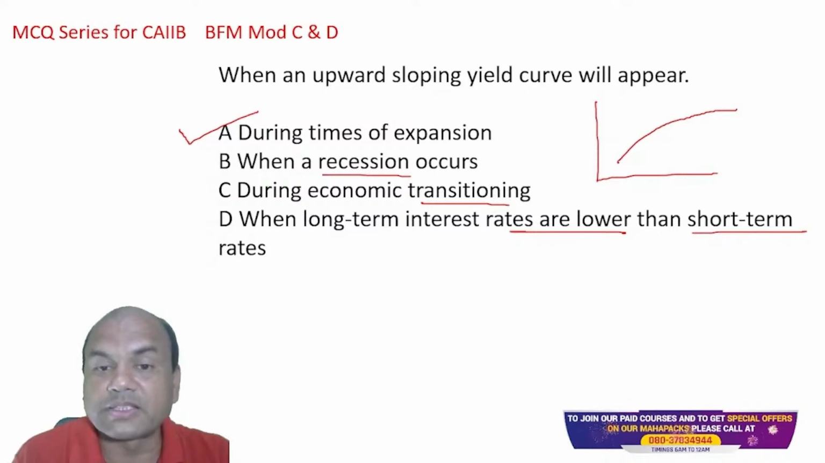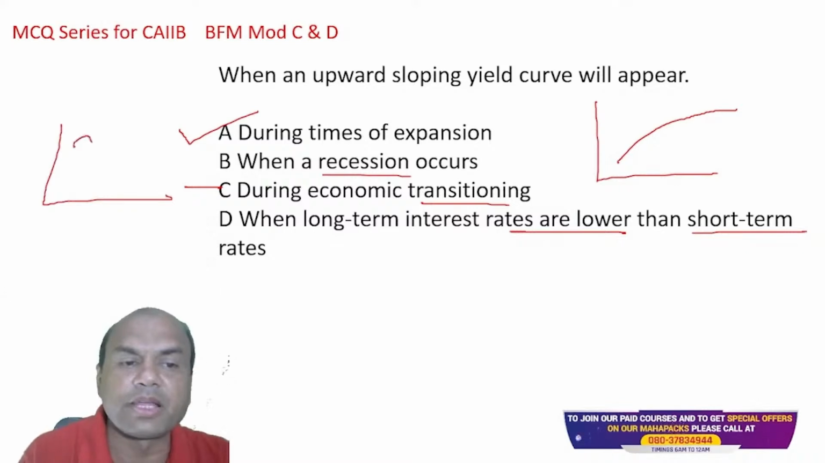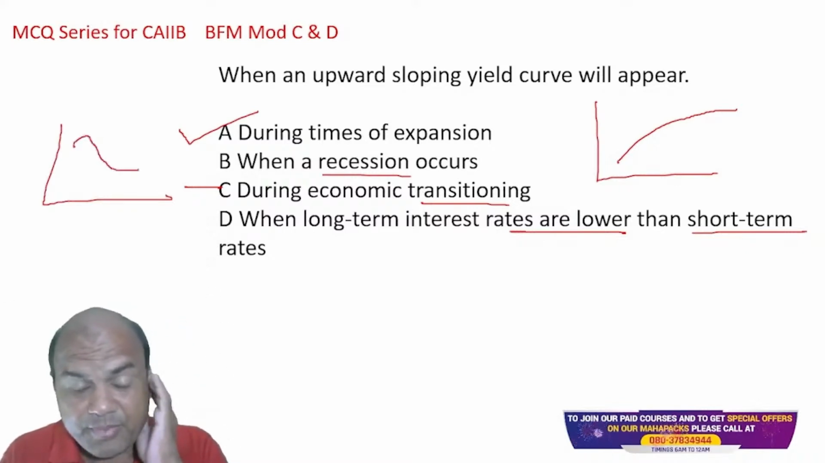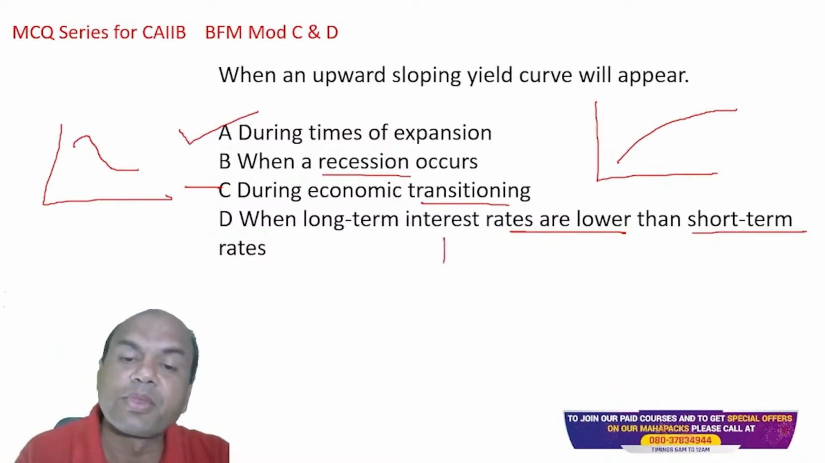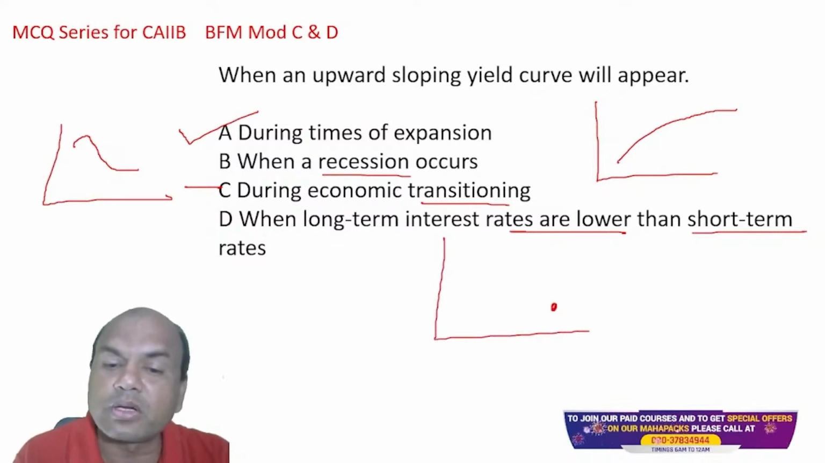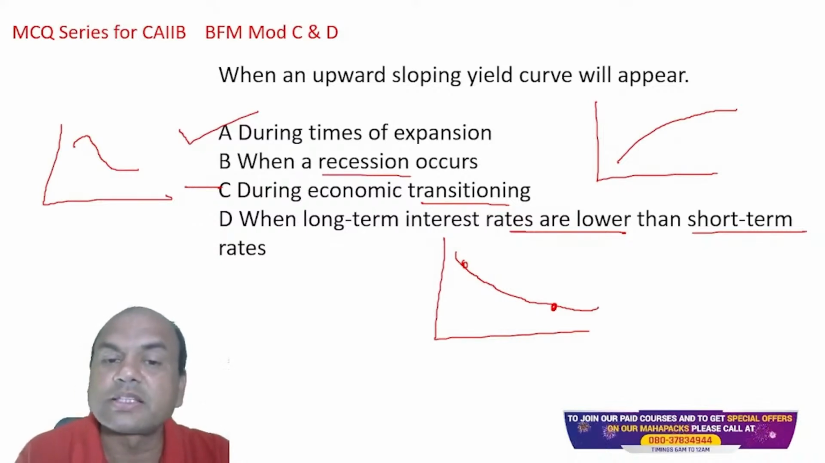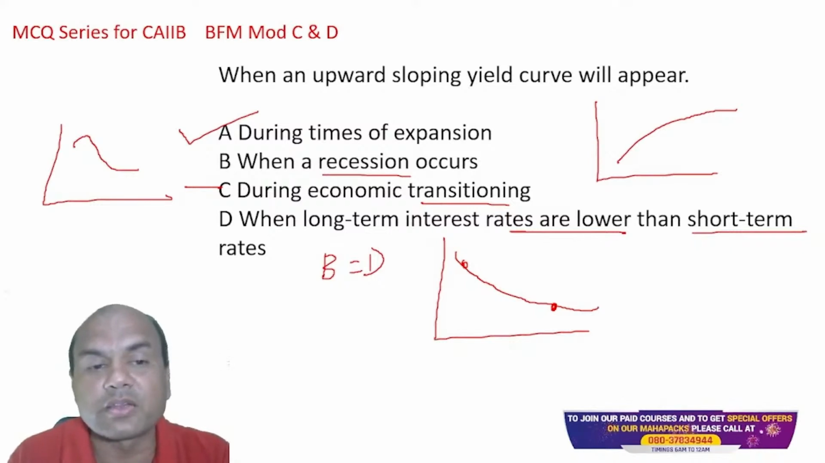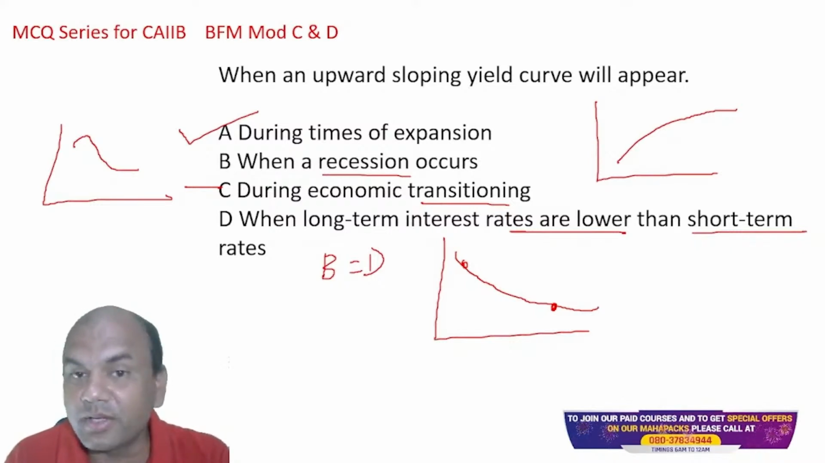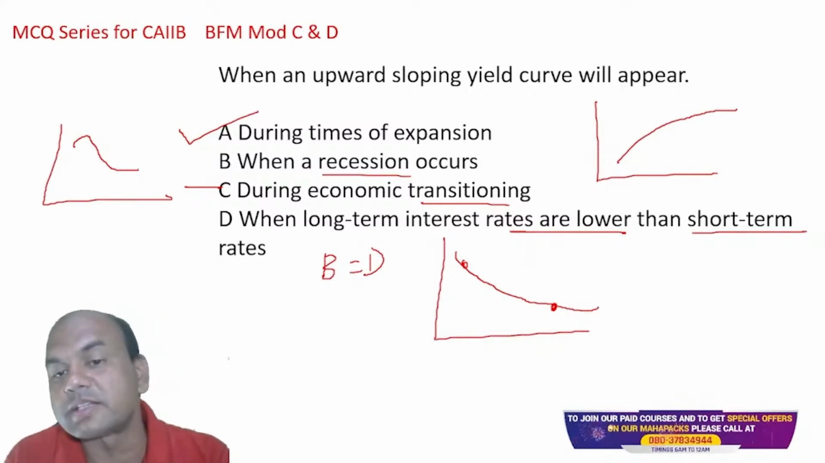C means economic transition. So this will be a humped curve, camel humped, right? This is this camel humped curve. It will be like this. What is D? Long-term interest rates are lower than the short-term interest rates. Means long-term is lower, short-term is higher. So it will be like this. Now if this is like this, then what is recession? Recession is also the same. That's why B equals D over here. The thought just got into my mind, that's why I asked you. So upward sloping yield curve appears in the expansion, and recession means long-term interest rates are lower than the short-term interest rates.